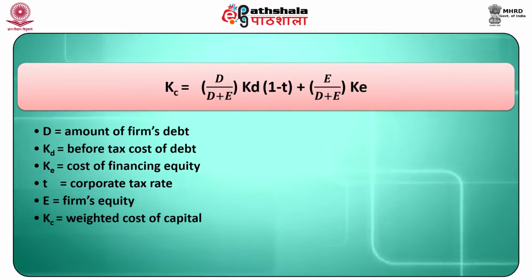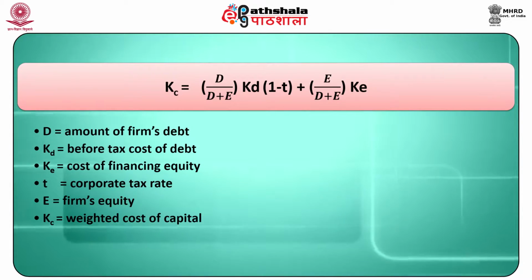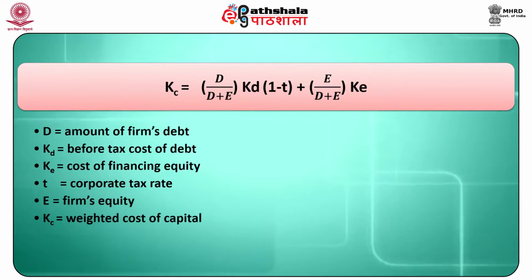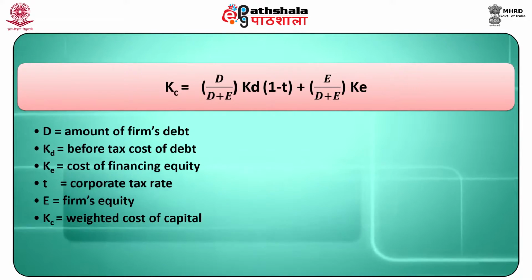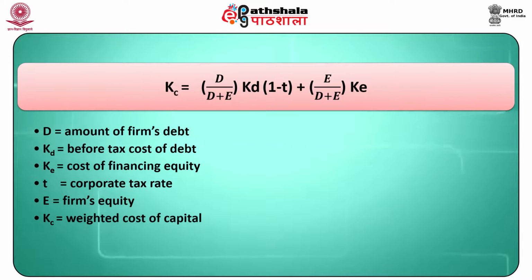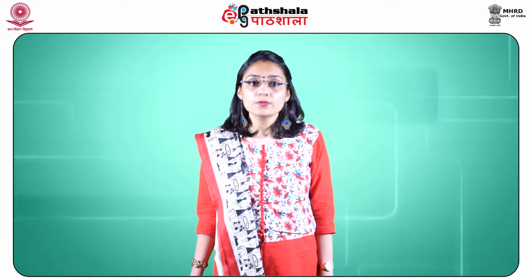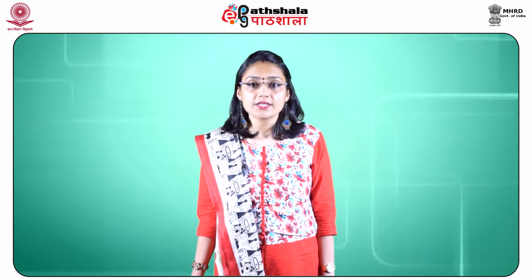Kc equals D by D plus E into Kd (1 minus t) plus E by D plus E into Ke, where D is equal to the amount of the firm's debt, Kd represents the before-tax cost of debt, Ke is the cost of financing equity, t represents the corporate tax rate, E represents the firm's equity, and Kc is the weighted cost of capital. The ratios used in the above formula show the percentage of capital represented by debt and equity.